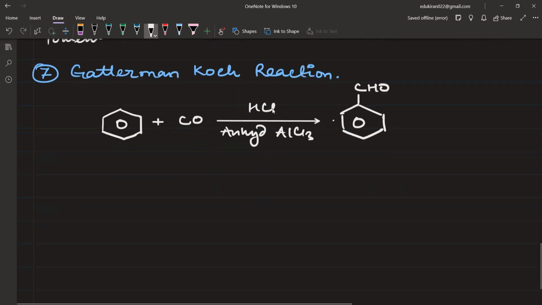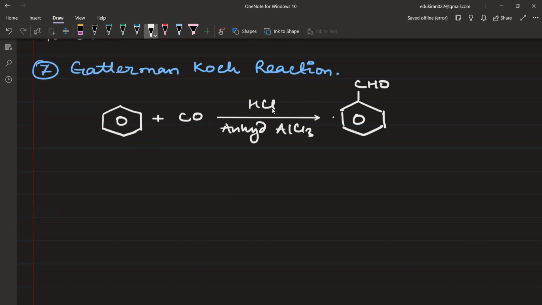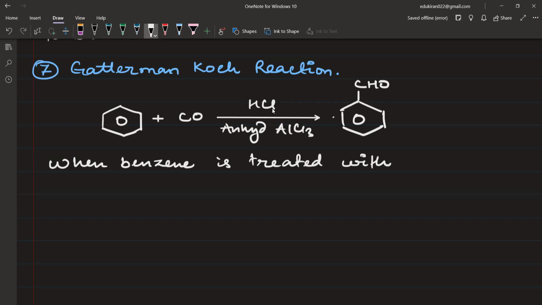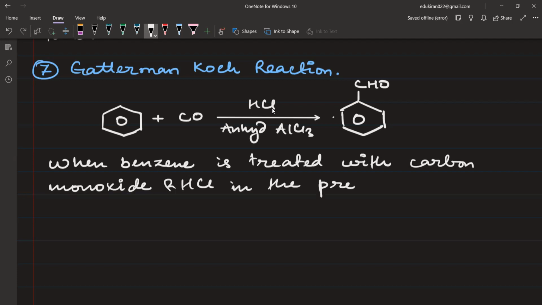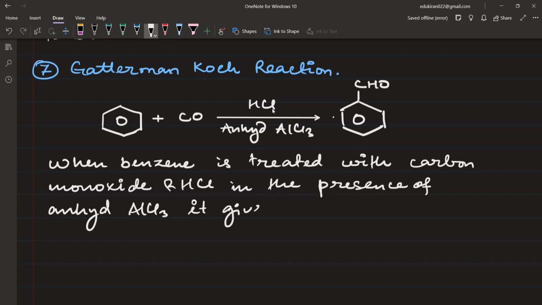Now, statement for Gattermann-Koch reaction will be important because it is a named reaction. So please write, when benzene is treated with carbon monoxide and HCl in the presence of anhydrous AlCl3, it gives benzaldehyde.